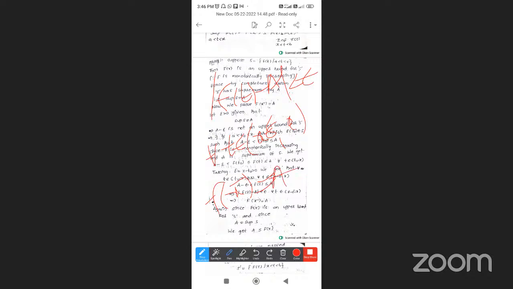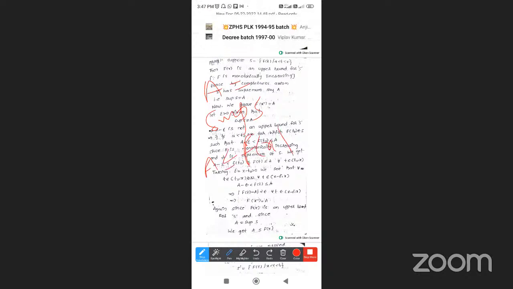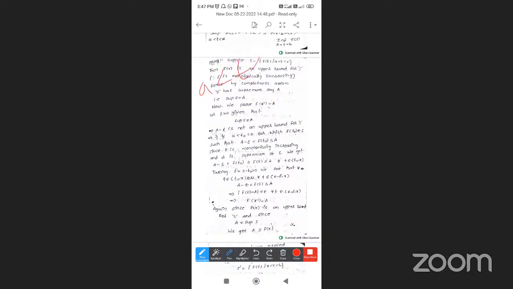Again, since f of x is an upper bound for S, and since A is equal to the supremum of S, we get A is less than or equal to f of x. So hence we have proved that for a < t < x, f of t is less than or equal to f of x. So the supremum, x bar, is less than or equal to f of x. This is the first inequality.